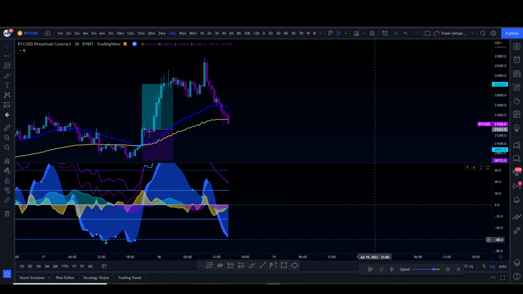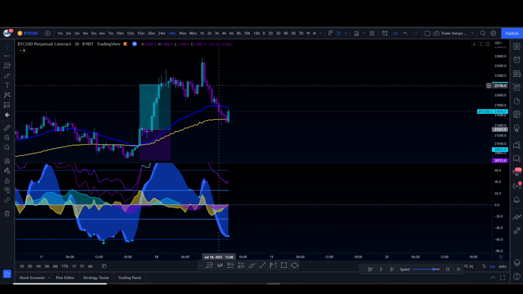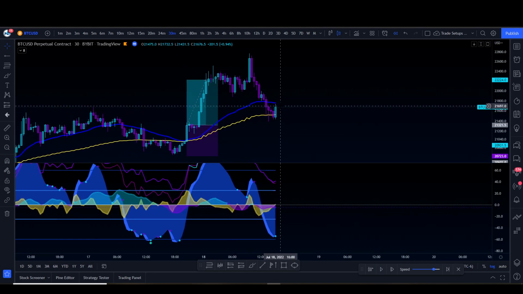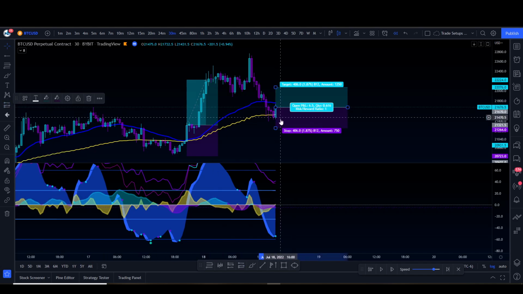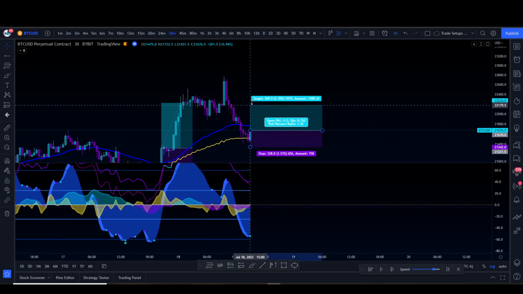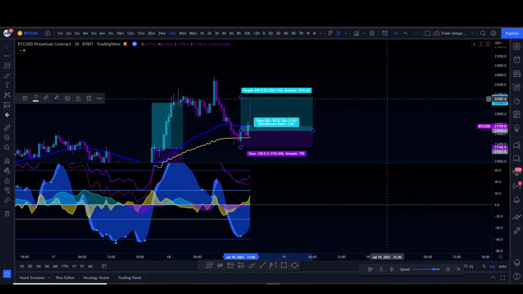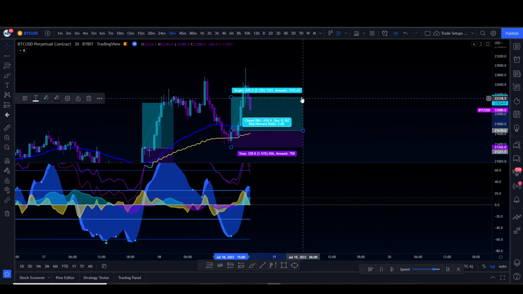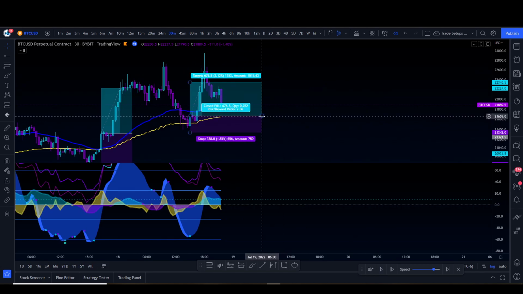Alright, here we go. So money flow is red. We're getting the back test. And here we go. We got a big green candle. Alright, so let's long it again. Tight little stop. And 2 times the risk. Boom. There we go. Alright, so you get the idea with the longs.